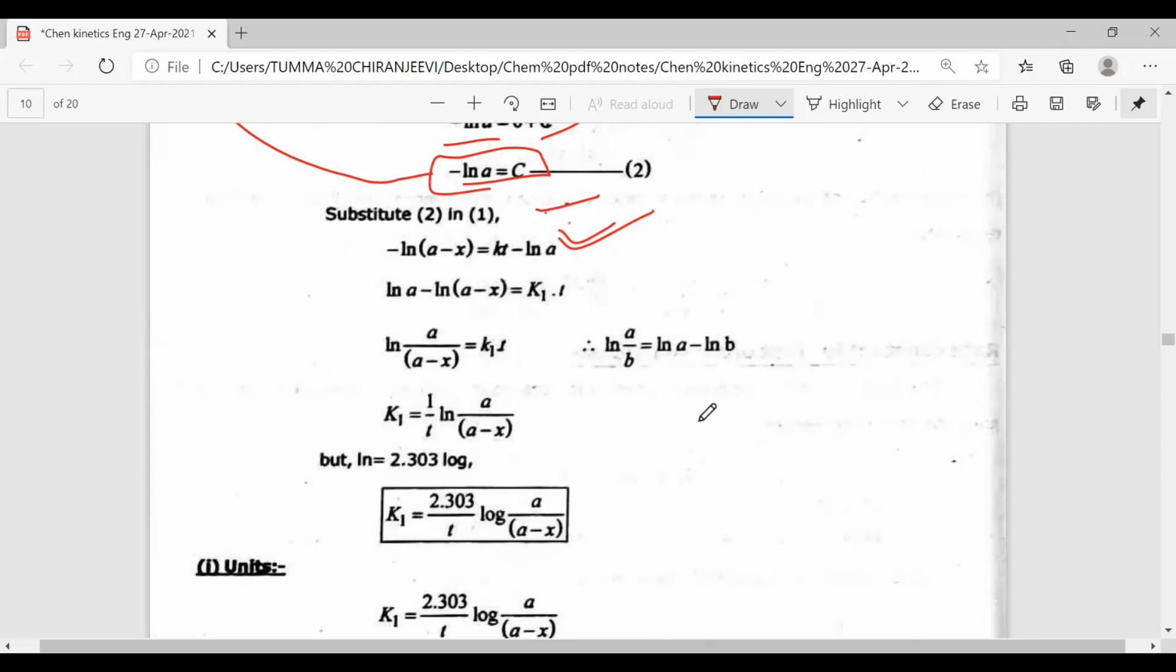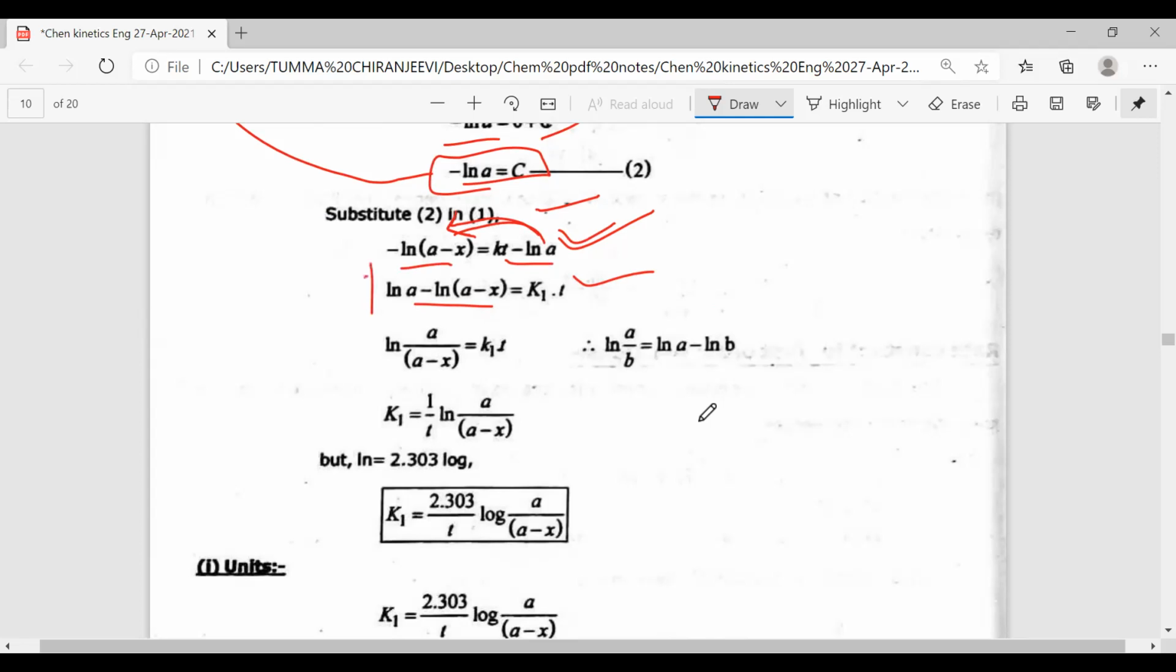So take minus log a to this side. Then what happened? Log a minus log a minus x is equal to k into t. Take the minus log a to this side. After going to the left side, it becomes plus log a. So log a minus log a minus x.